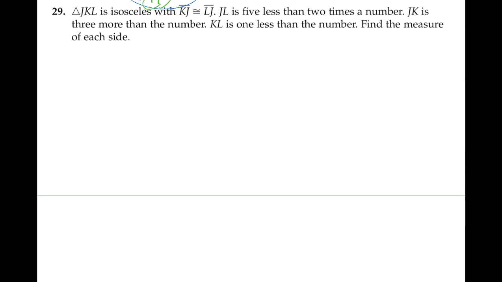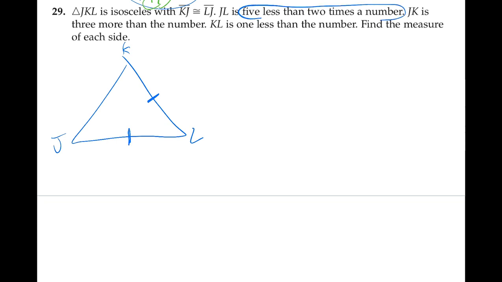Okay, so this one's isosceles with some sides matching. I'm just going to draw a random triangle JKL, and then we'll see what sides match. So KL matches LJ. Oh, again, it's on its side. JL is 5 less than 2 times a number. I'm going to call that number X, and we're going to do this again. 2 times the number is 2X, and then 5 less than that, so JL, we start with the 2X and then take away 5. Then it says JK is 3 more than the number. So we start with X, and then plus 3.